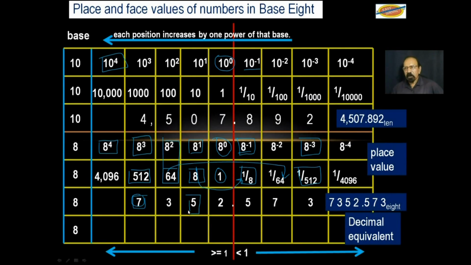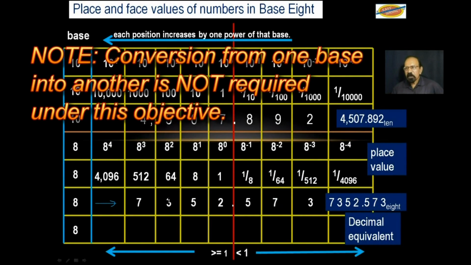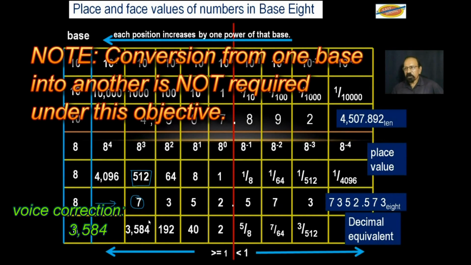This 5 here, its face value is 5. Its place value is 8, which is the same as 8 to the 1st power. And this 7 here, its face value is 7. Its place value is 8 to the negative 2, which is 1/64. If we want to convert this base 8 number to base 10, since we have 7 in this position, we will multiply the 7 by that, and we get 3,584. This is actually now base 10.